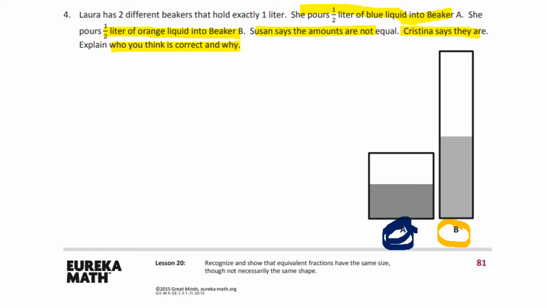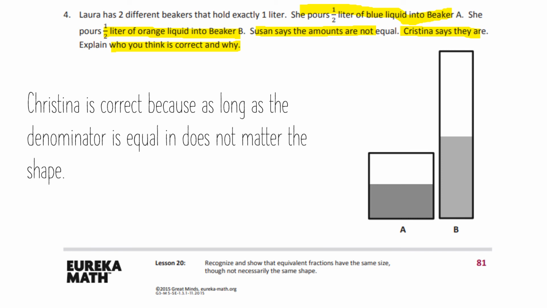All right, we are going to go over the answers now. Christina is correct because as long as the denominator is equal, it does not matter the shape. We already knew from Laura that they held the same amount of liquid, which was 1 liter. So it does not matter the shape that the beaker is in. That was our last problem for this lesson.